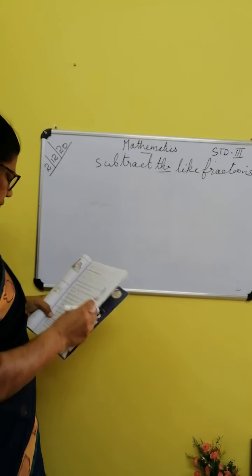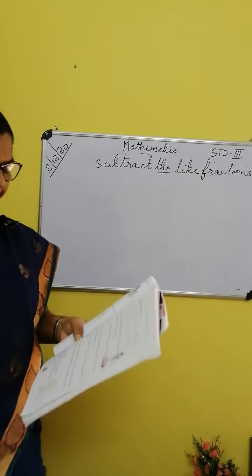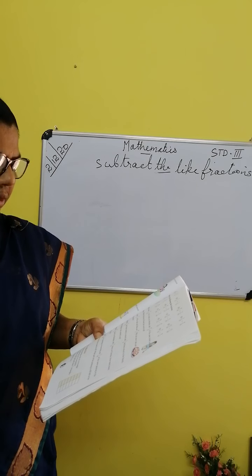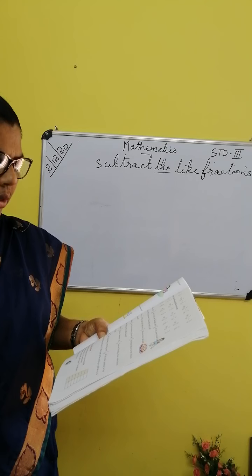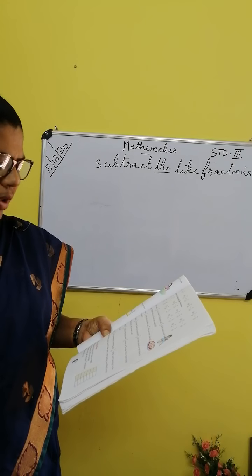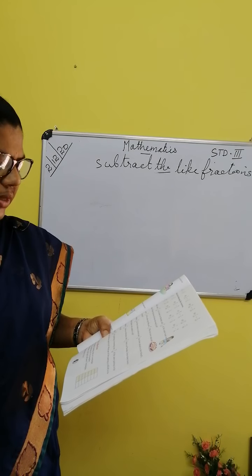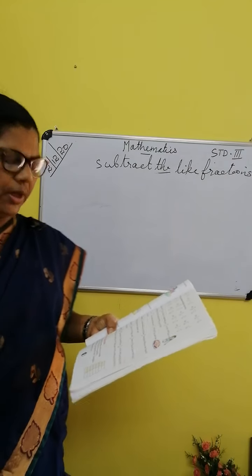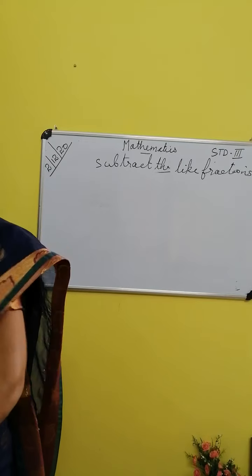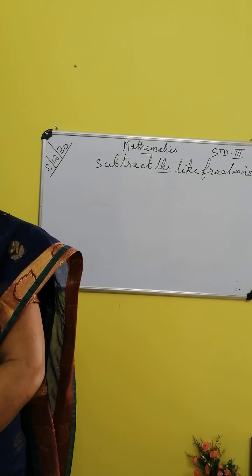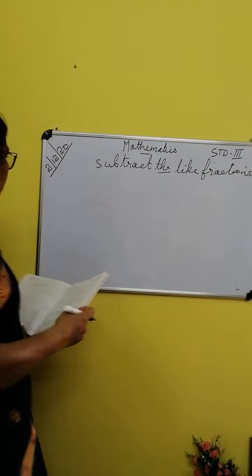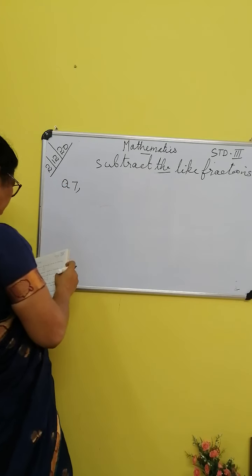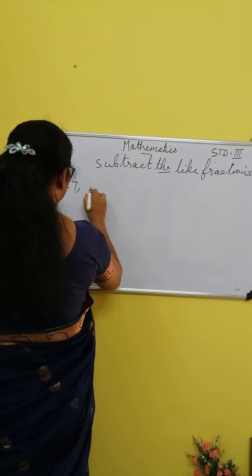Next, question number 7. Supriya painted 4 by 10 of a painting in the morning and 2 by 10 of the same painting in the evening. How much did she paint in all? What part of the painting is still left to be painted? Question number 7. Painting done in the morning.